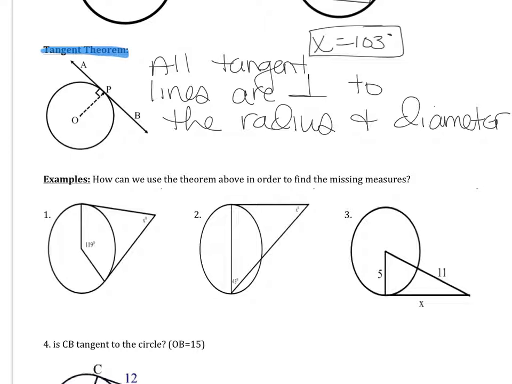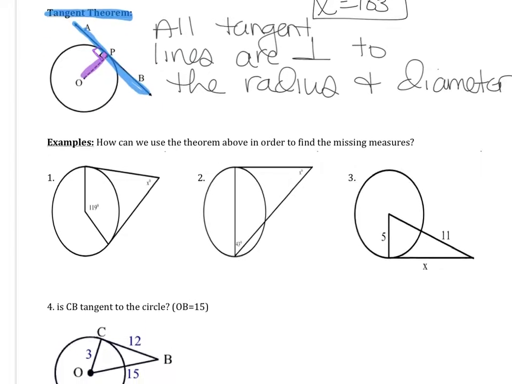So remember, a tangent line is a line that touches my circle in exactly one spot. So here's my tangent line. And here is my radius. And notice my tangent line and my radius are perpendicular, which means they meet at a 90-degree angle. So this theorem's huge because it helps you out a lot. So let's look at some of these examples.